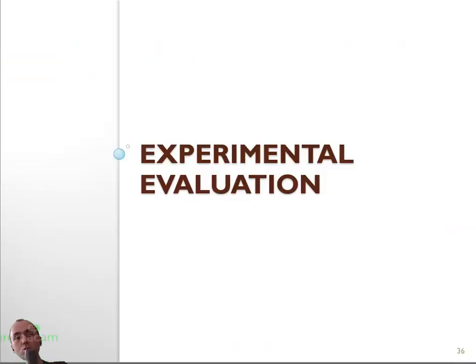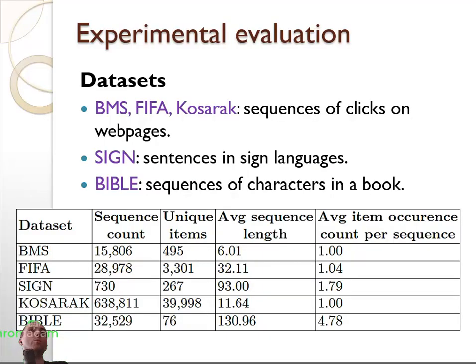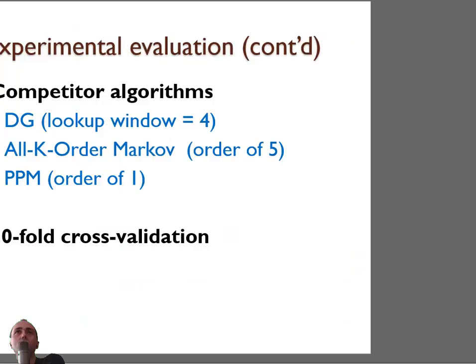Okay, now I want to show you some experiments from this paper. We use some databases called BMS, FIFA, Kosarak, SIGN, and Bible. Some of them are books. Some of them are sequences of clicks on web pages. And they have different characteristics, as you can see on the table below. Different number of sequences, different number of items, different sequence length, and so on. We want to see on different kinds of data.